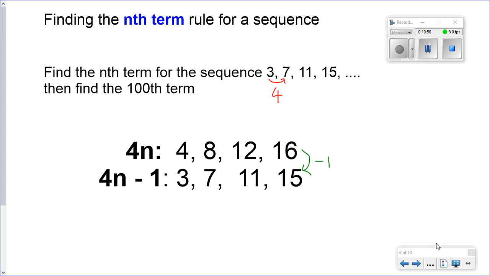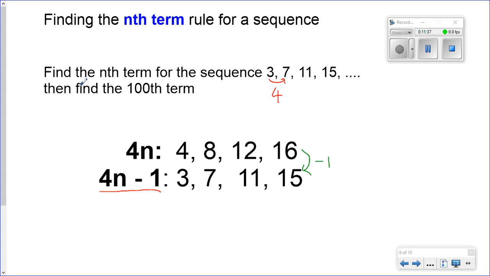And we can even do a check to see if this is correct. So 4n minus 1. If I replace n with 1, 4 times 1, take away 1, that would give us 3. 4 times 2, take away 1, that would give us 7. 4 times 3, take away 1, that would give us 11. 4 times 4, take away 1, that would give us 15. So we seem to have got the correct answer. Our rule for 3, 7, 11, 15 is 4n minus 1.